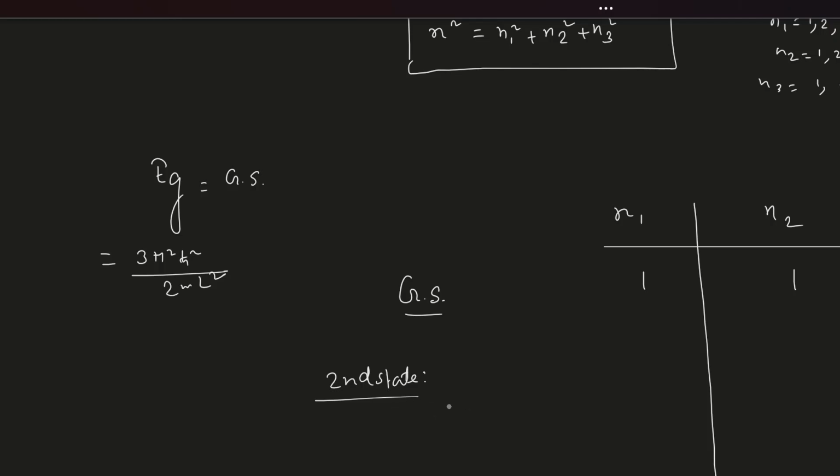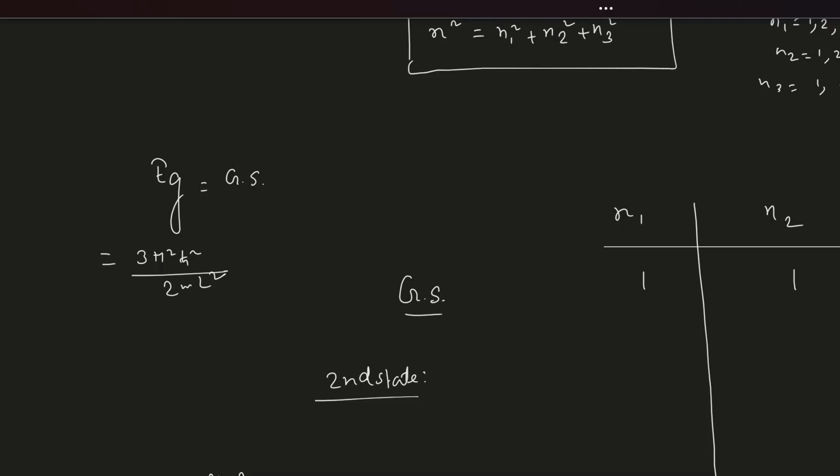Why? Because you have to find the combination of n1, n2 and n3 such that it is the minimum value next to the ground state value. What I mean to say is that if you take all of them as 2, then n squared is 2 squared into 3, because it is summed 3 times. So this is 4 into 3, which is 12. But if you take one of them to 2, any one of these 3 is 2 and the other 2 remain at 1.